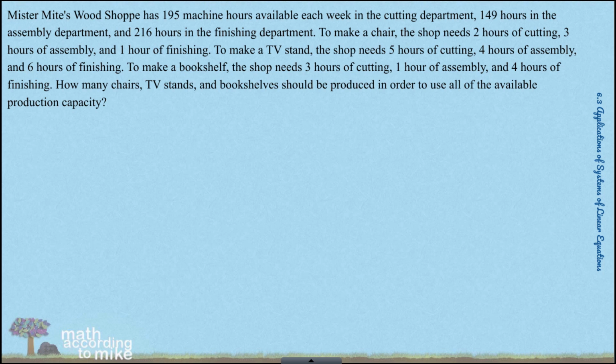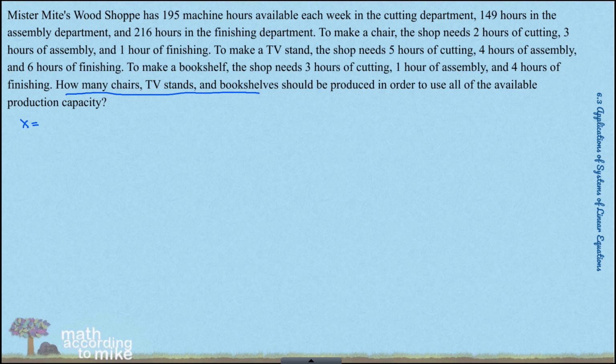All right, read it. Read all of it. Pause the video. All right, I'm sure you read it. So again, for all these word problems, ask yourself what we don't know. We don't know how many chairs, TV stands, and bookshelves should be produced. So that's where our variables come from.